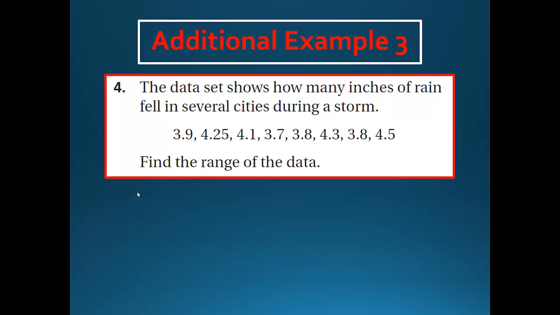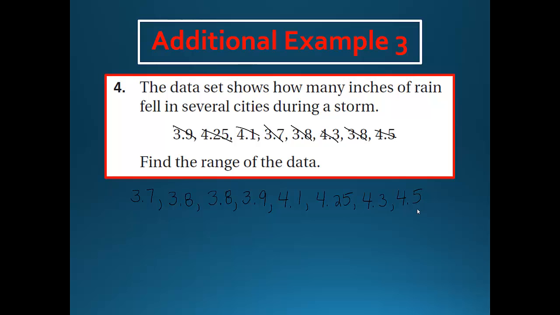So first we're going to have 3 and 7/10, and then we'll have 3 and 8/10, then we have 3 and 8/10 again, and then we're going to have 3 and 9/10, and then next we're going to have 4 and 1/10, and then we'll have 4 and 25/100ths, and then we'll have 4 and 3/10, and then 4 and 5/10.